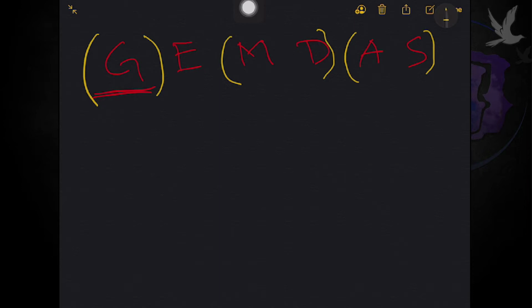So G stands for grouping. This will be our first group. M and D will be our second group. And A and S will be our third group. Why did I group them? Why do we have this first, second, third? Because in G.E.M.D.A.S, we have to follow a certain rule. We need to do the groupings first, then the multiplication or division, whichever comes first. I'm going to explain that later. And of course, the last process, which is addition and subtraction.